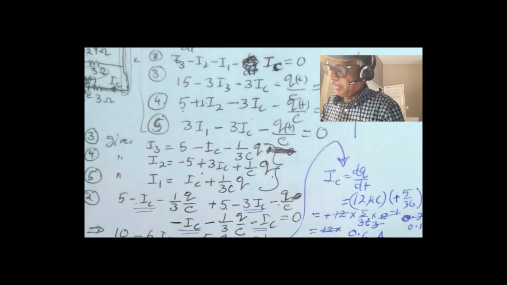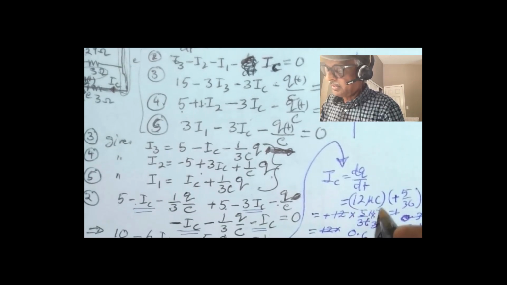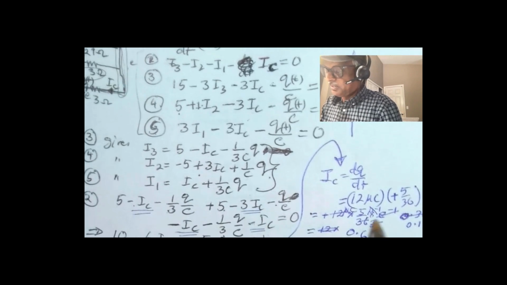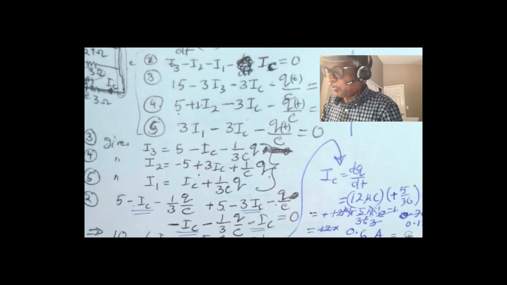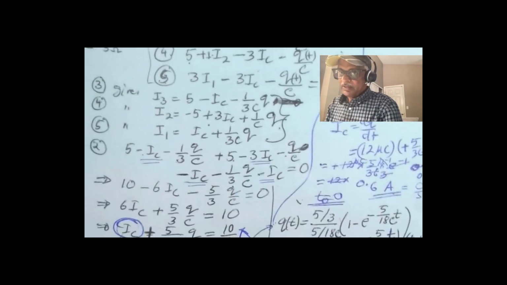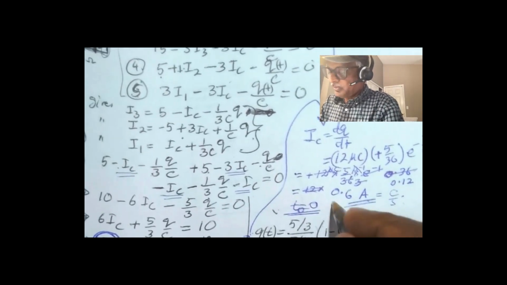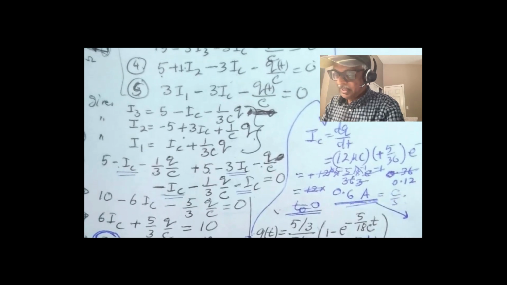So 1 over microseconds, and this was a microcoulomb, and this micro cancels the micro inverse, and the coulomb over a second turns into the amp, which is equal to coulomb over second. Okay, so this just answers that.